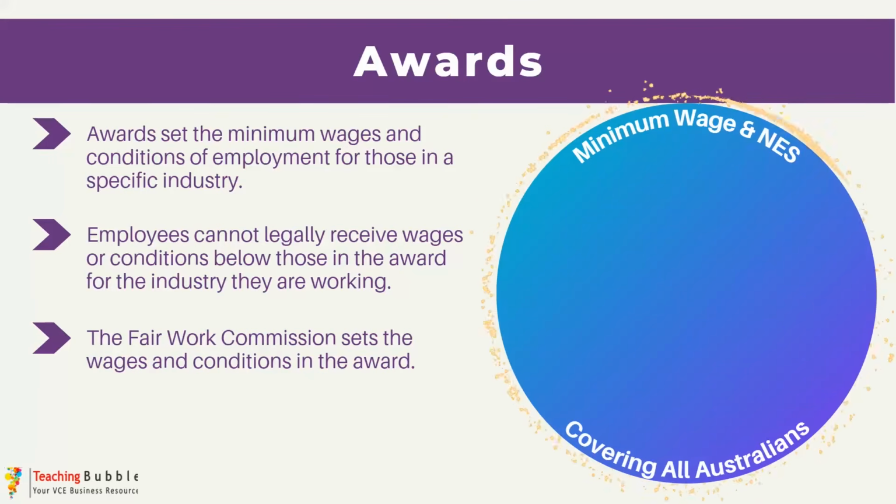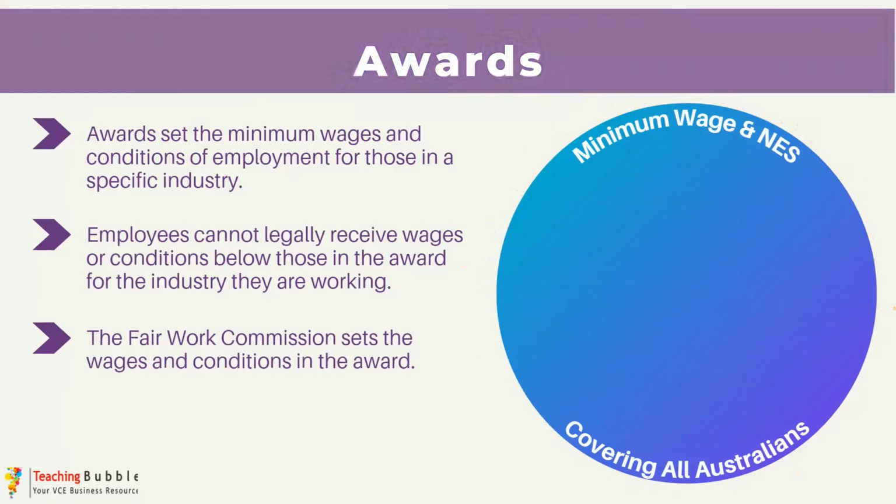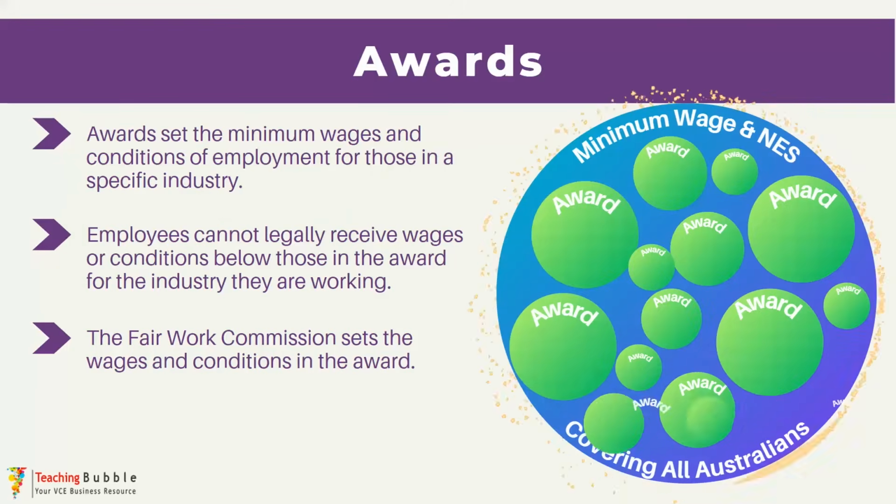Again, employees that work in an industry where there is an award are unable to legally receive wages or conditions below those outlined in that industry award. Again, the Fair Work Commission also sets the wages and conditions in the award, and they're reviewed normally every 4 years or so. If we look at our diagram, we have the minimum wage and national employment standards, which are providing a safety net for all Australians. But now we also have these awards for many different industries.